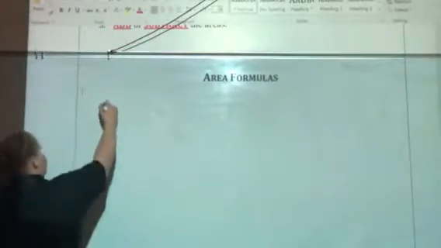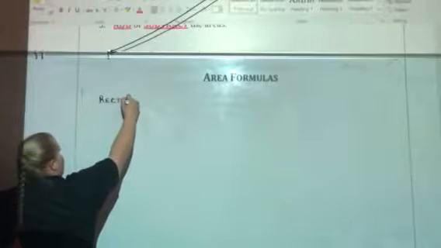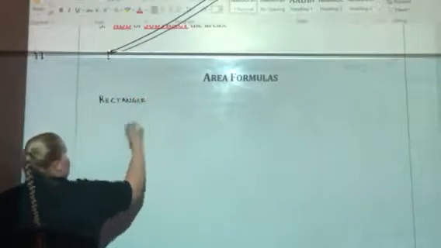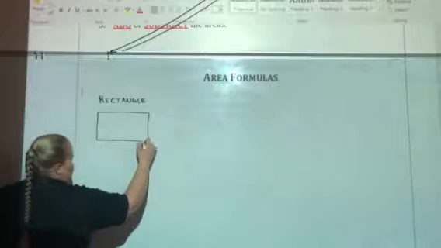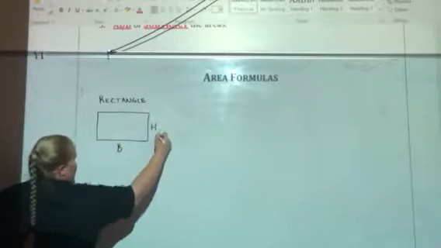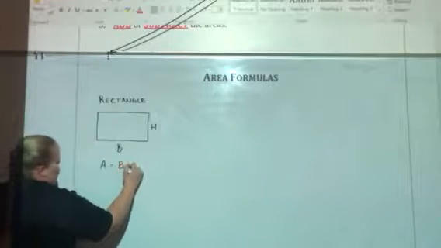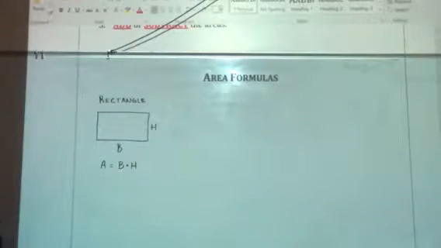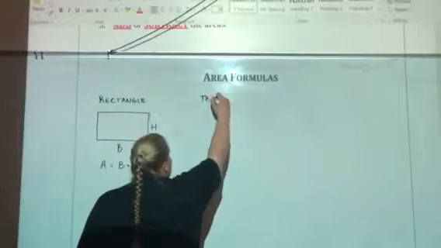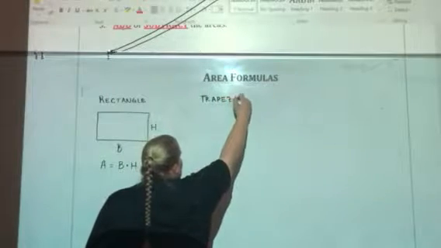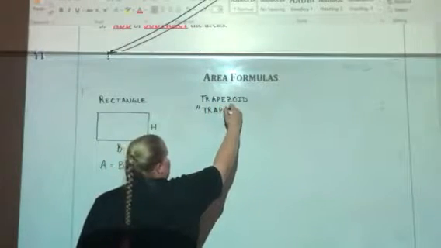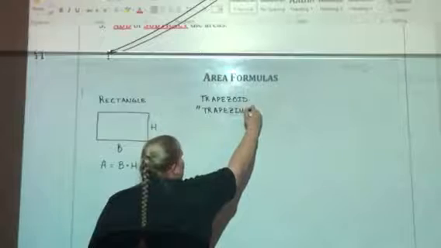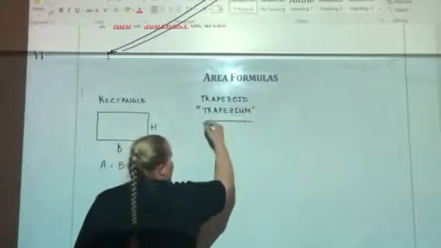First up, we have the area of a rectangle. The area of a rectangle is just going to be the base times the height. So, base times height. We then have the area of a trapezoid, which is also called a trapezium. And those look like this.